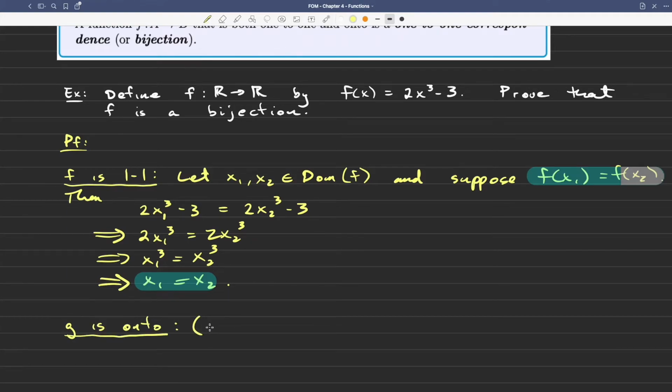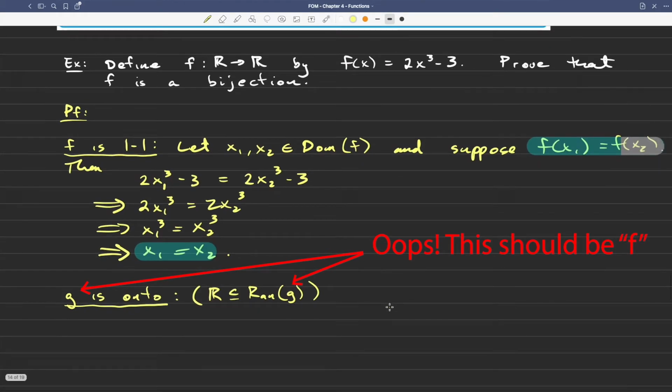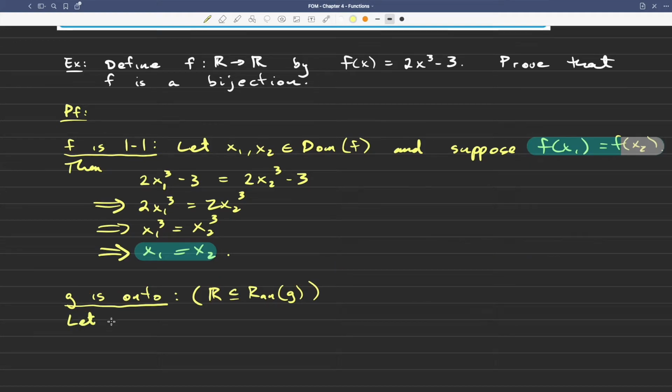So we need to show that the codomain, which is R here, is contained in the range of f. We already know the range of f is contained in the real numbers just by definition of the function, so we just need to show the reverse containment. So let's let y be an arbitrary real number. And what we want to do is come up with an x value such that when we plug it into the function, we get back y.